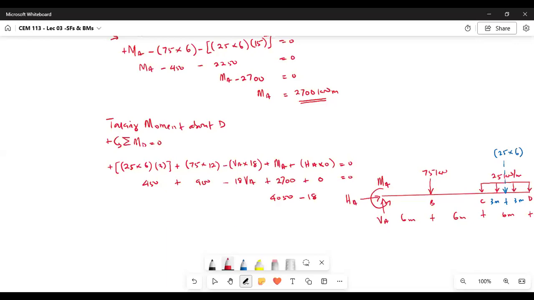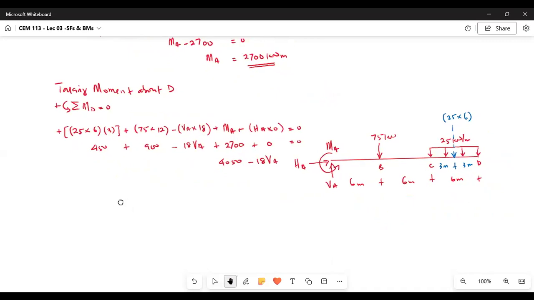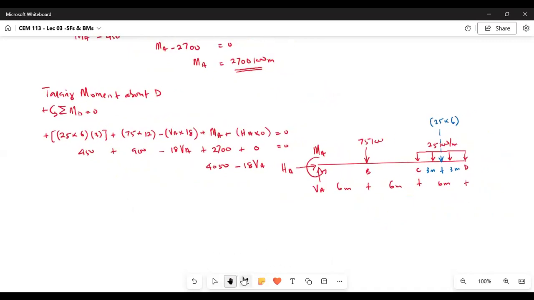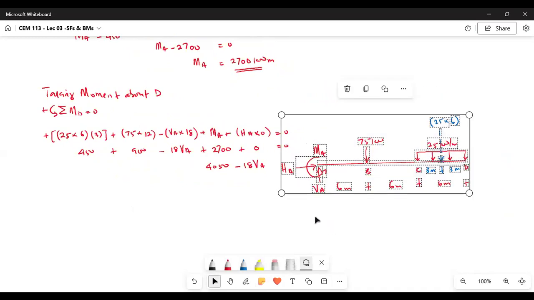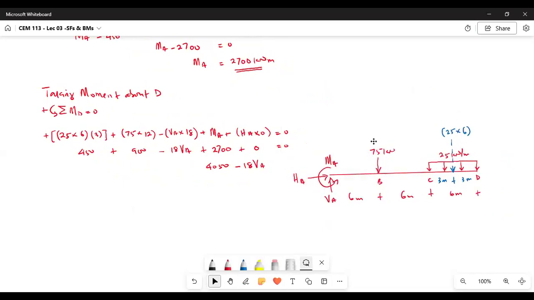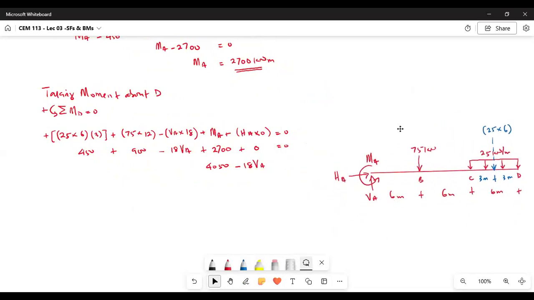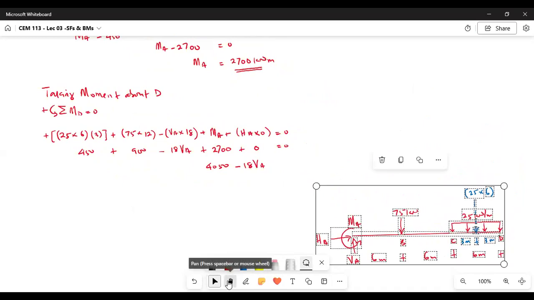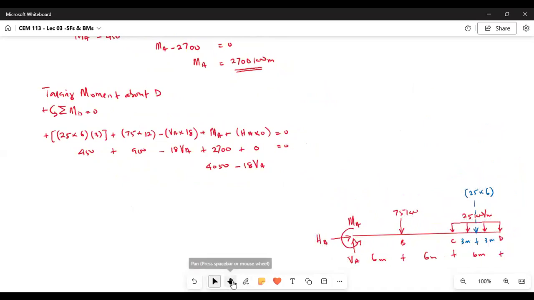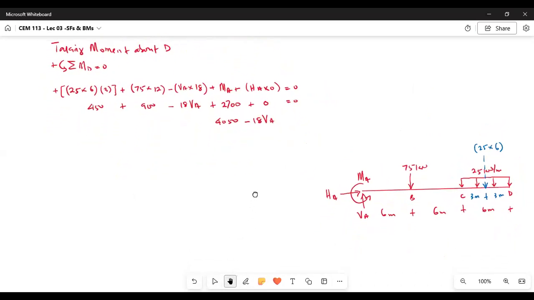minus 18 VA. So this diagram too is all about distraction. It's all about distracting me left, right, center. That's why I didn't even want to bring it at all. Okay, it's fine. So let's proceed.